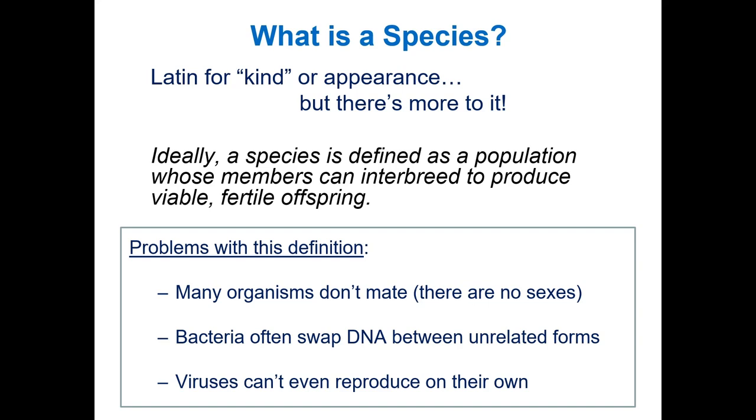Now, an important thing to note is that the mating has to produce viable, which means they survive, fertile offspring. So for instance, if you mate a horse and a donkey, you get a mule. So we do get offspring, but that mule is sterile. The only way to produce another mule is to mate another donkey and horse.